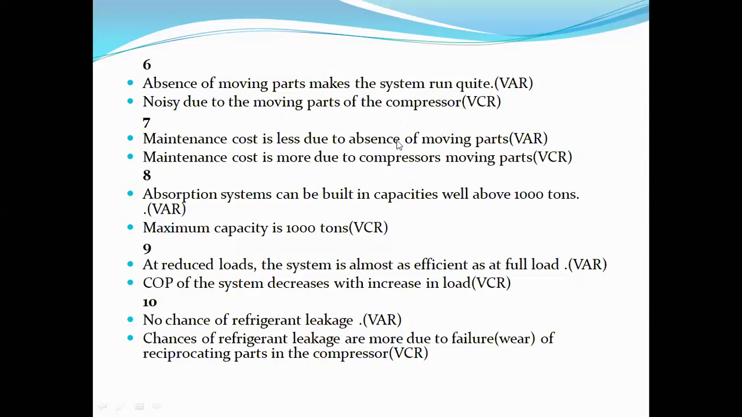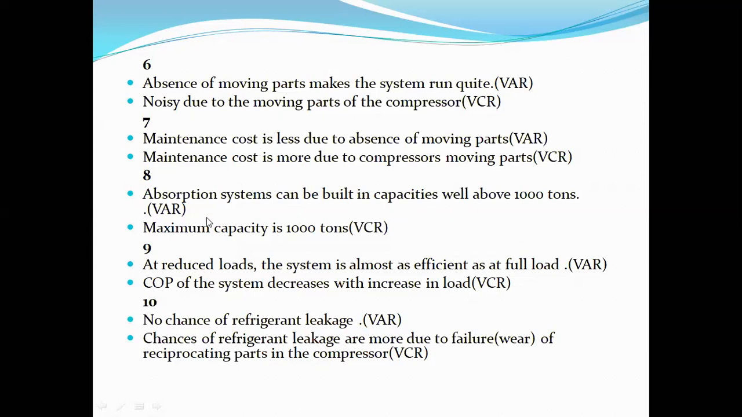You remember, no moving parts in VAR, whereas moving parts in case of VCR. So the maintenance cost is very less in case of VAR, whereas maintenance cost is high in case of VCR. Okay. And one more thing, in terms of capacity, maximum capacity is 1000 tons. So we can produce less capacity in case of VCR because maintenance cost is more, there are more moving parts, more noise, more vibration.